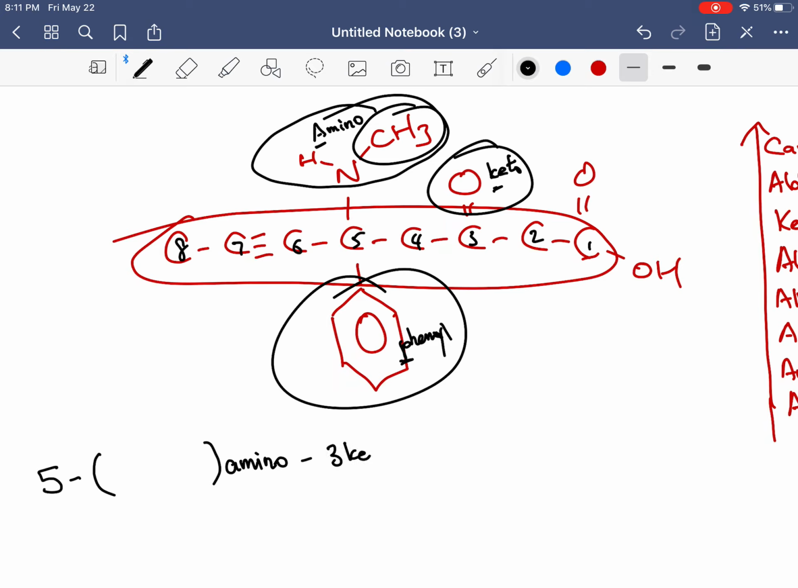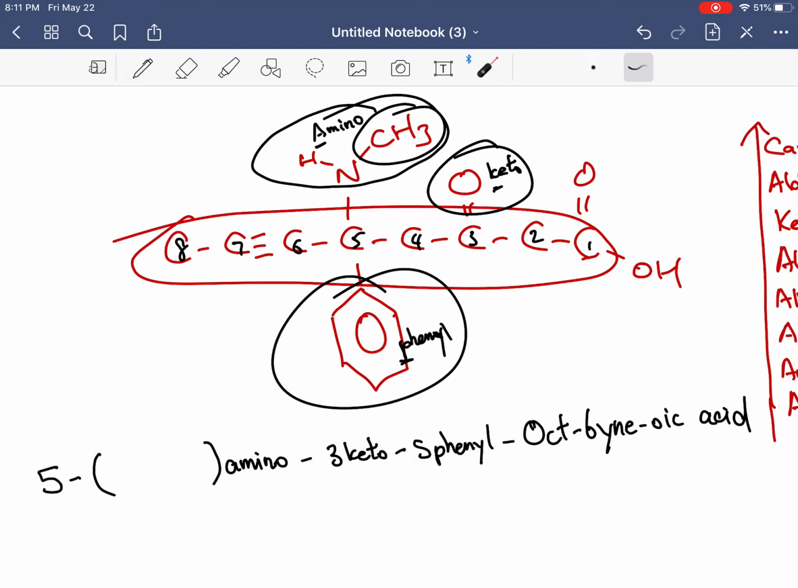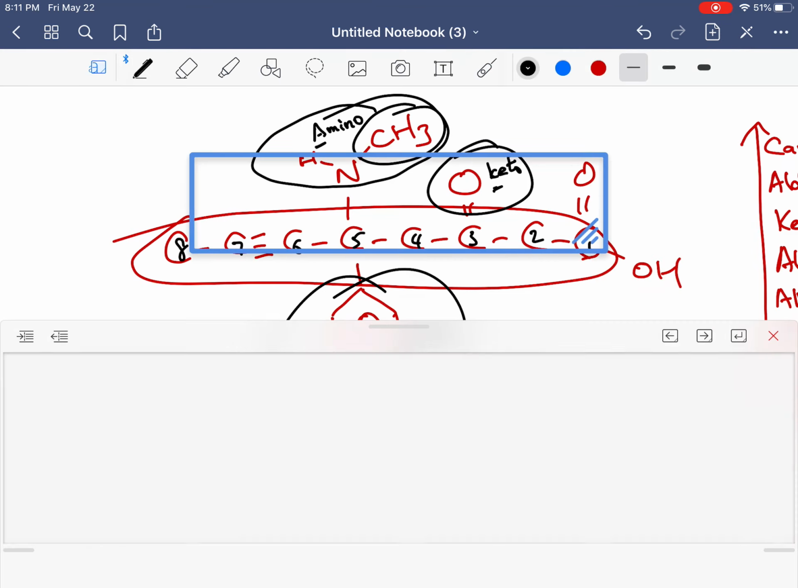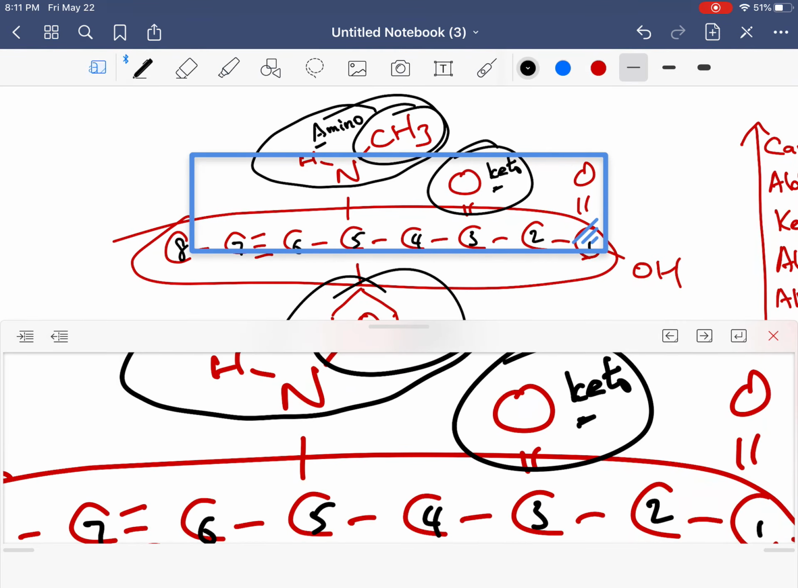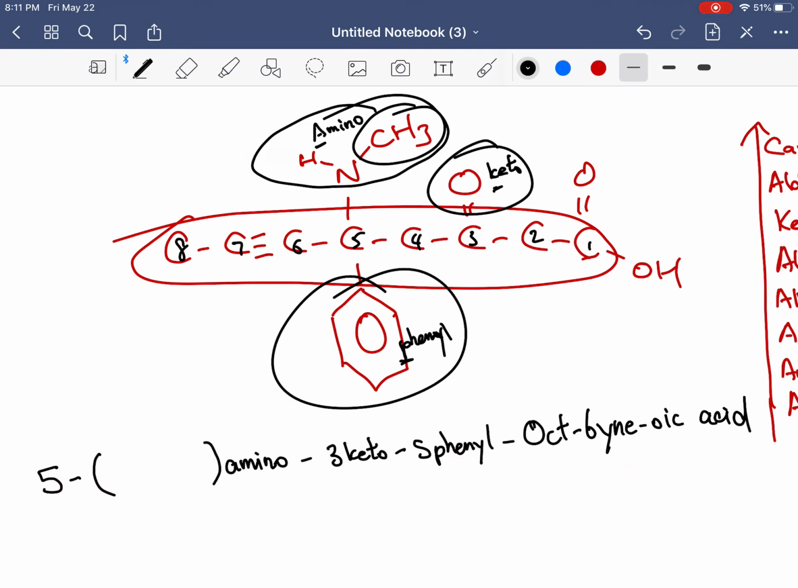So we have number 3, keto. At number 5, we have phenyl. And this is an oct-6-yne-oic acid. That's for sure. What's bothering us is this guy right here. Not a big deal. Amino, right? We all agree this is an amino group.